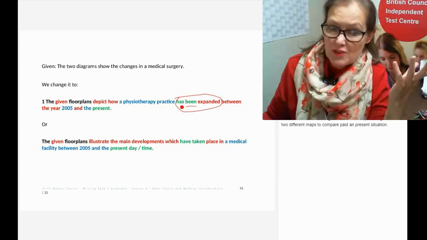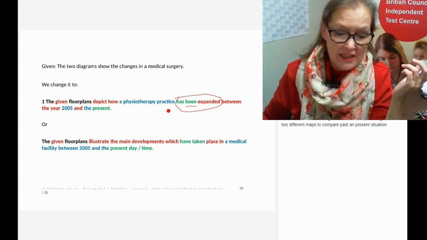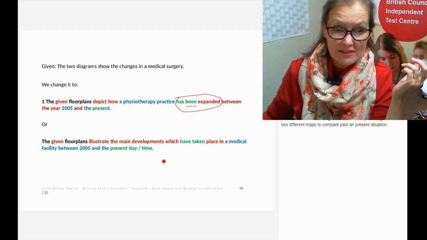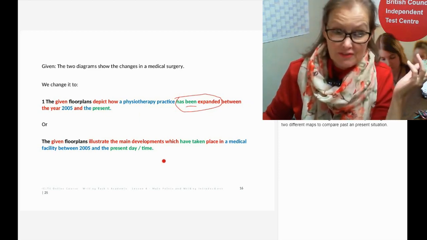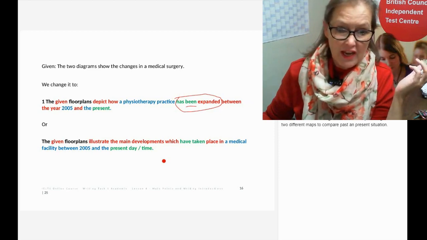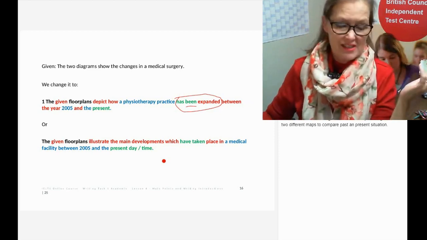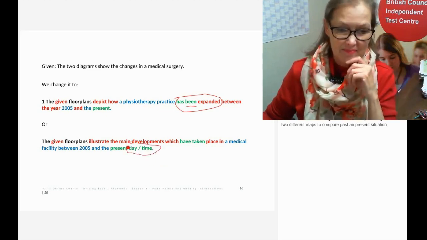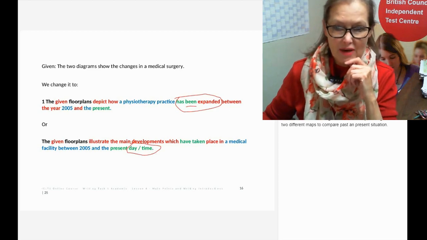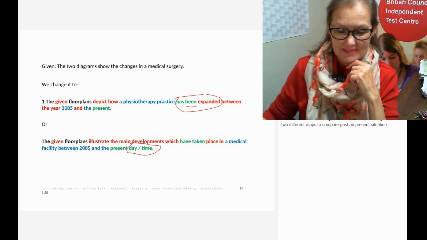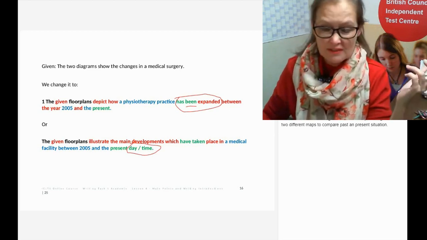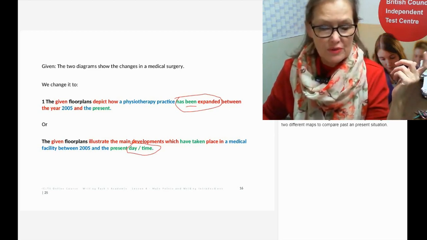Or I've written it another way as well. The given floor plans illustrate the main developments which have taken place in a medical center, a medical facility, between 2005 and the present day, or the present time. So I can add those little words just to vary that slightly. And this time I've referred to it as a medical facility. So that's a good basic introduction. This one's quite short. And now we'll move on to the overview.